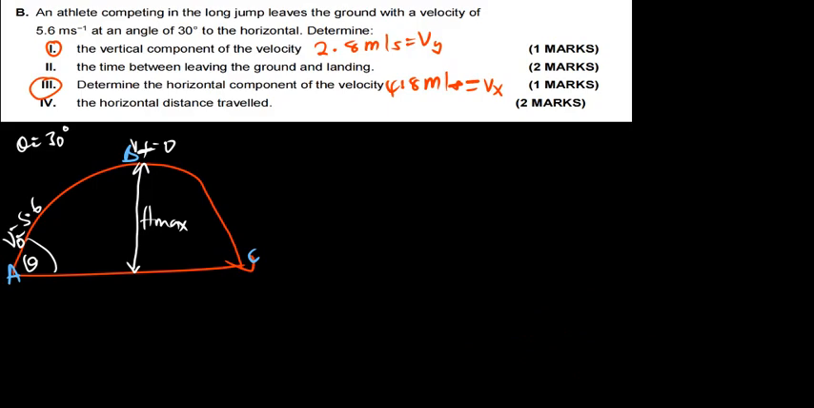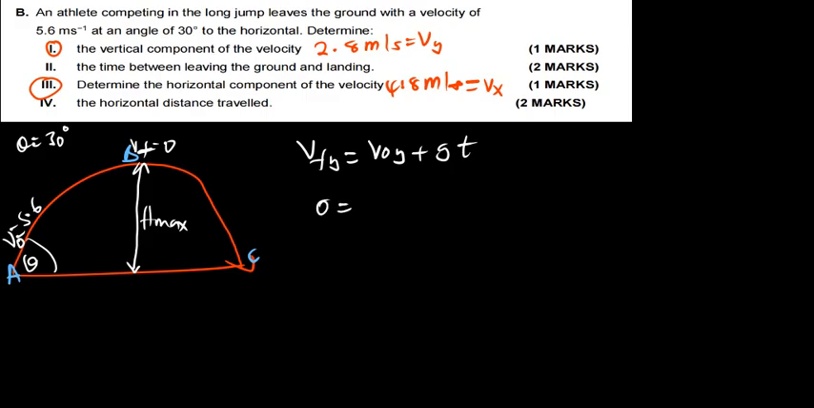So they want us to find the time from point A all the way to C. But I'm going to teach you two things. How do you find the time from A to B? Now reaching at B, that is the maximum height. So I'm going to use this formula, V final in y is equal to V initial in y plus gt. Now this object is going up. When it reaches point B, the final velocity is 0.